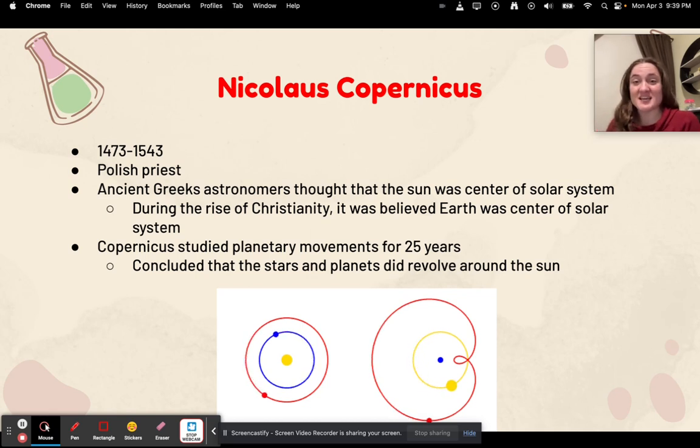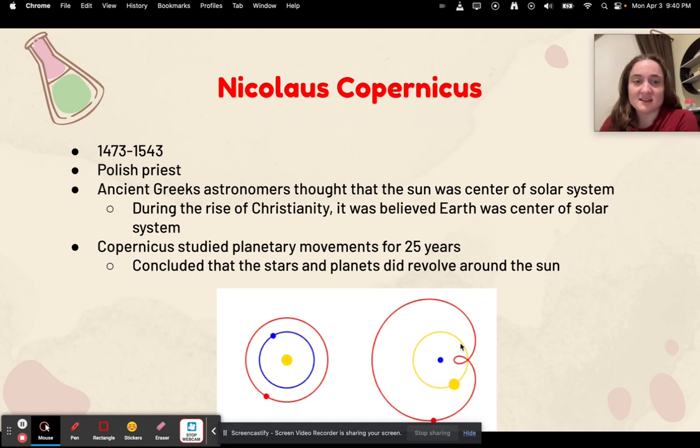But during the rise of Christianity and throughout Christianity, until Copernicus, it was believed that the Earth was the center of the solar system. So you can see here is what we know as the solar system today with the sun, the Earth, and Mars. But back between the Middle Ages and the early Renaissance, the Catholic Church taught that the Earth was in the center, the sun revolved around that, and then Mars did this little loop-de-loop thing around the Earth.